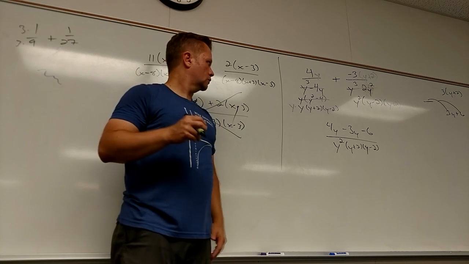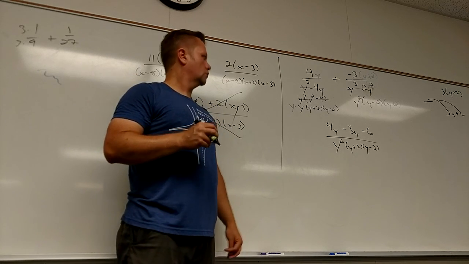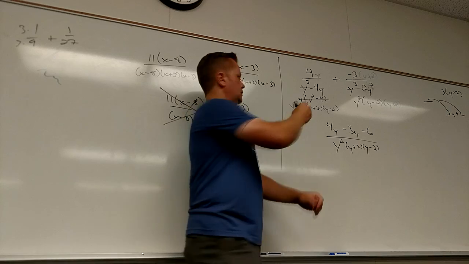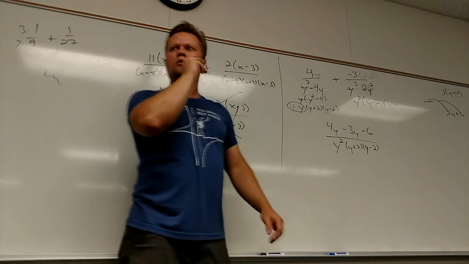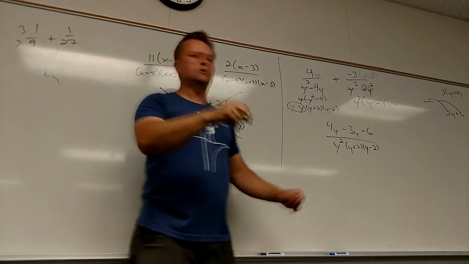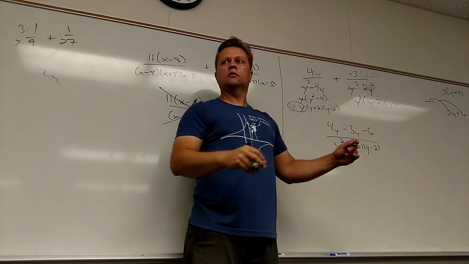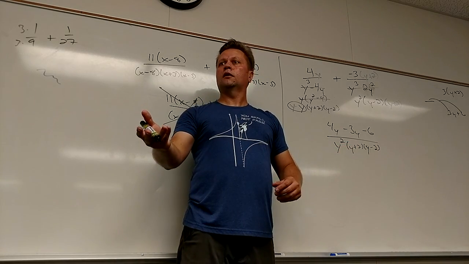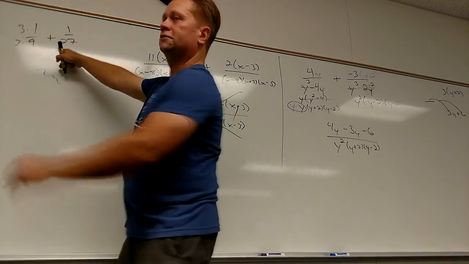So the denominator becomes y squared, but I can't really word how. That's y squared. So you're trying to make them equal, and once you make them equal, then you put that equal one on the denominator.